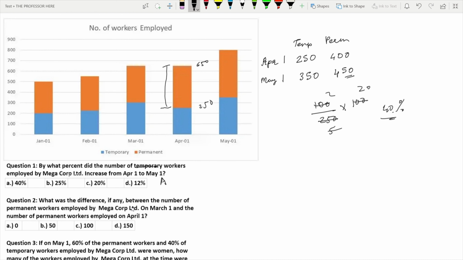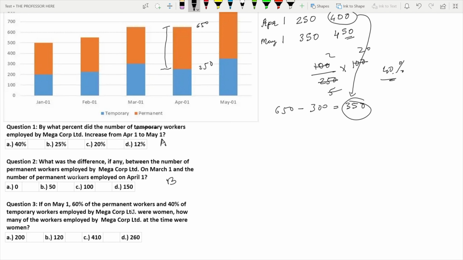Question number 2. What was the difference, if any, between the number of permanent workers employed by Megacorp Limited on March 1 and the number of permanent workers employed on April 1st? We already have the number of workers on April 1st. So the number of permanent workers on March 1st is 650 minus 300, which becomes 350. So the difference between 400 and 350 is 50. So option B is the answer.